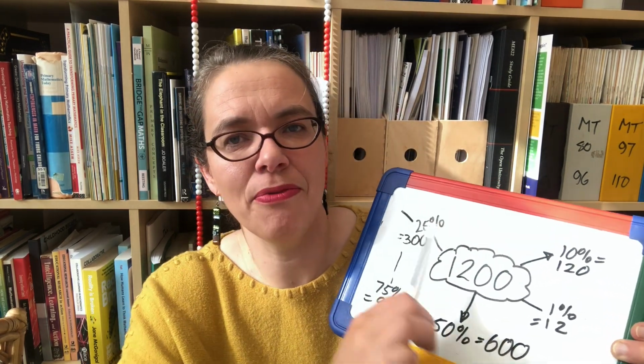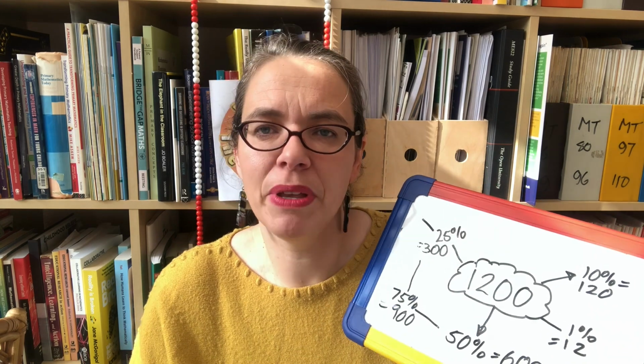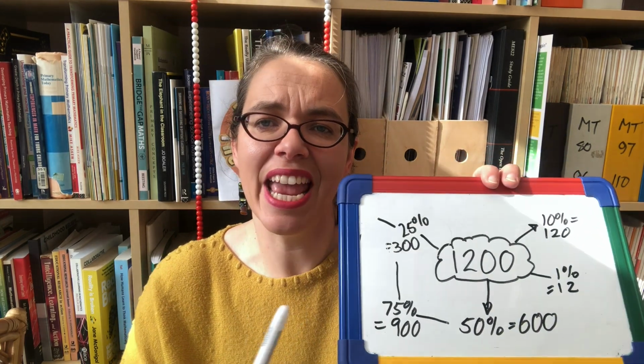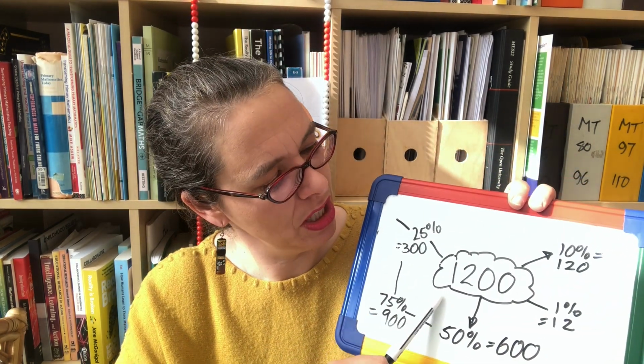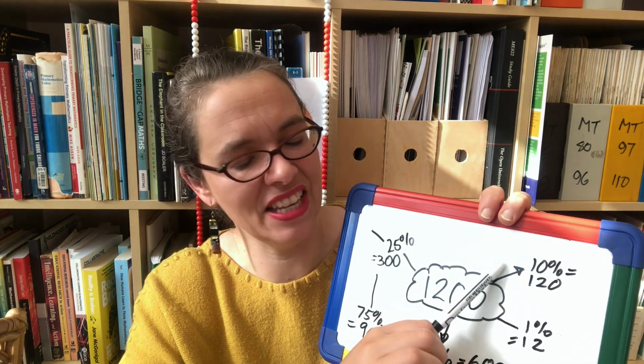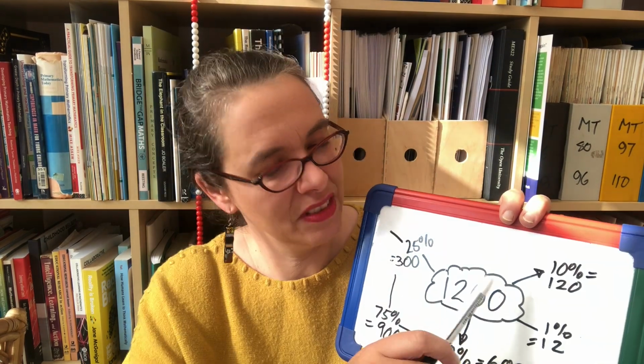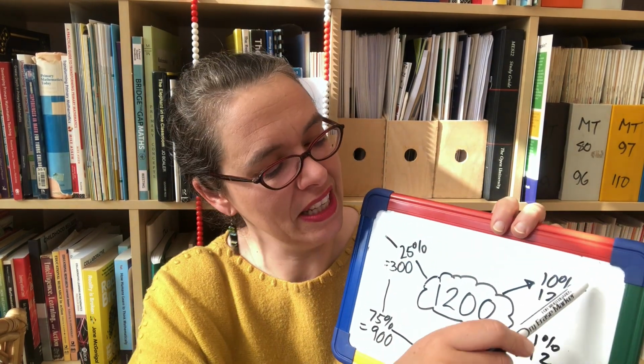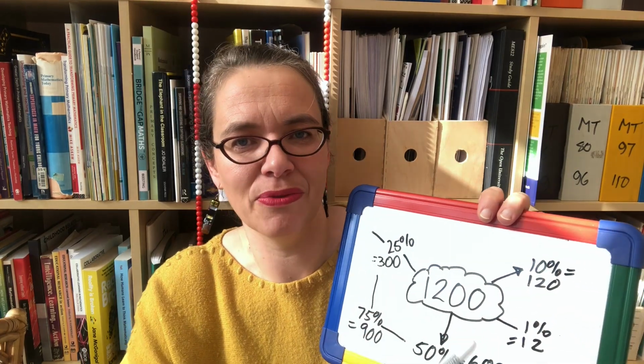If they are, you need to zoom in on that and work on it with them. So once they've done several of these, you want to build up the idea that they can find any percentage of an amount. And they could even do that just with these two results, the 10% and the 1%, provided it's a whole number percentage. So 63% would be 6 lots of that and 3 lots of that.